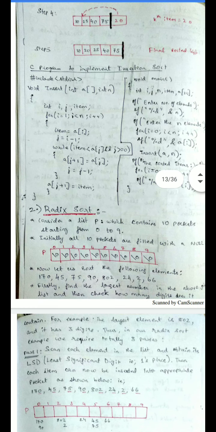So in the final list, we have the elements 10, 20, 25, 40 and 75 in sorted order. This is how we perform the insertion sort. Always we compare an unsorted list element to the elements on the left side of the sorted list and shift to that position. Then the boundary line is shifted one bit at a time. In this way the sorting operation takes place. Next we'll see how we perform the radix sort.